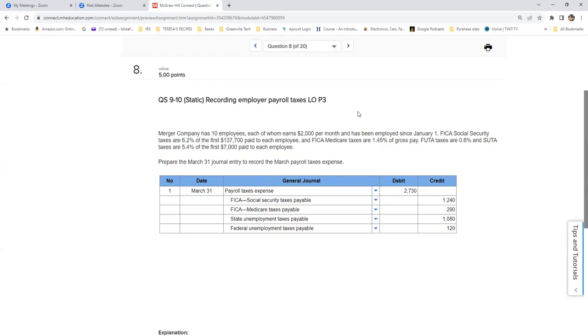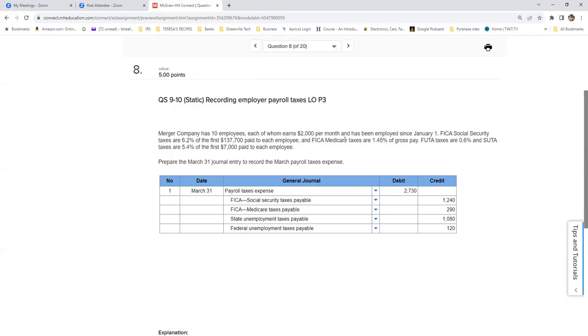And so federal unemployment tax is 0.6% of whatever's paid on the first 7,000. SUTA is 5.4% on the first 7,000. So as you can see here, if you take 10 times 2,000, that's $20,000. You need to calculate that first. Then you're going to run all of your calculations. Multiply that 20,000 times 6.2%, times 1.45%, et cetera.